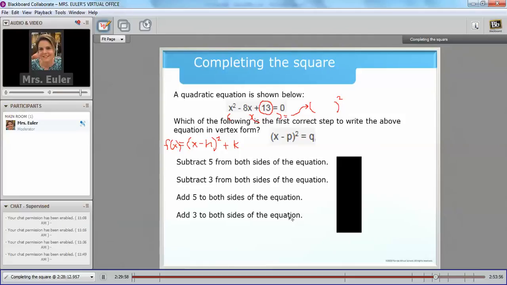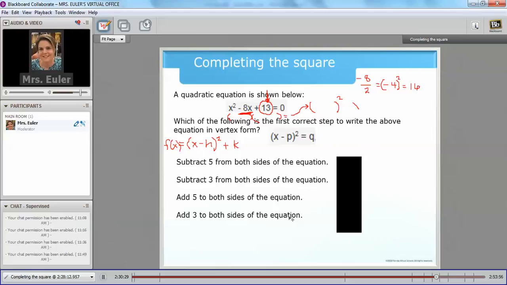Well, the first thing we're going to recognize is that in order to determine what this number has to be a perfect square, we're going to take the middle term, this linear term, and divide it by 2. So we're going to take negative 8 divided by 2 equals negative 4, and then we're going to square that answer, and that is what the number needs to be in order to have a perfect square trinomial.